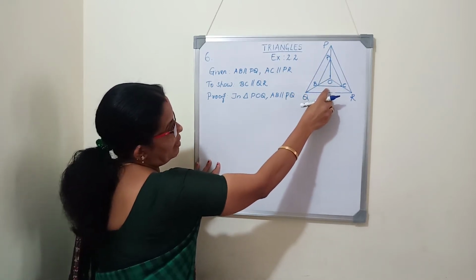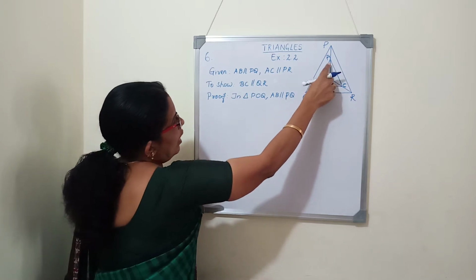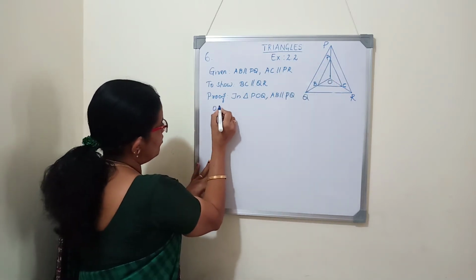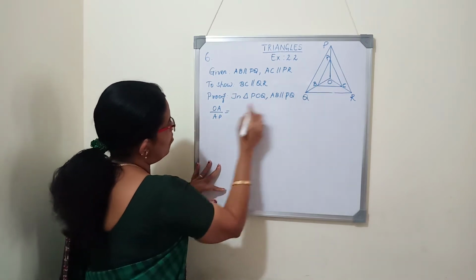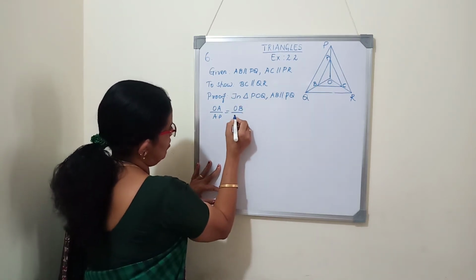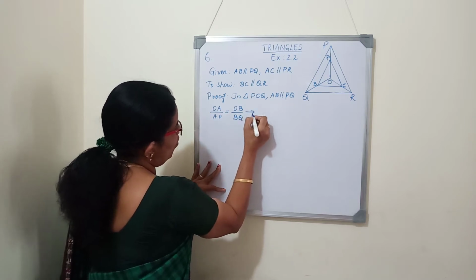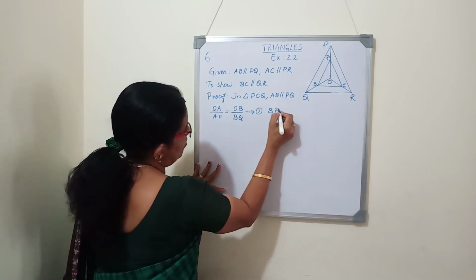So, how can we write the ratio? That is, OA by AP is equal to OB by BQ. This is equation 1 by BPT.